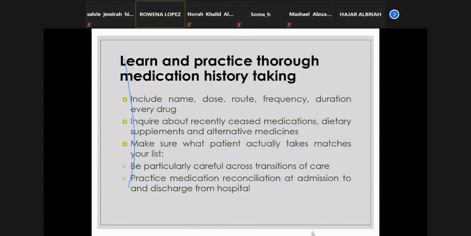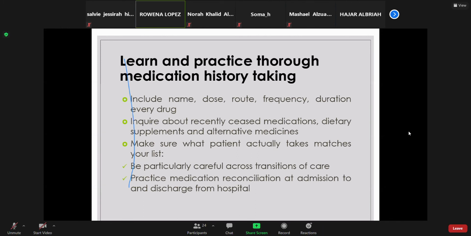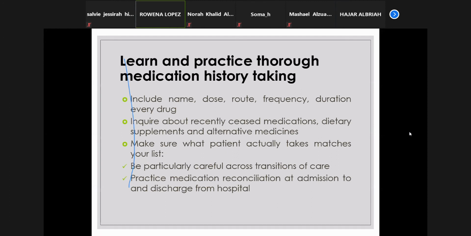So learn and practice thorough medication history taking, include name, dose, route, duration of every drug, inquire about recent disease medications, dietary supplements, and alternative medications. Okay? And make sure what the patient actually takes matches your list. Be particularly careful across transitions of care and practice medication reconciliation at admission and discharge from hospital.